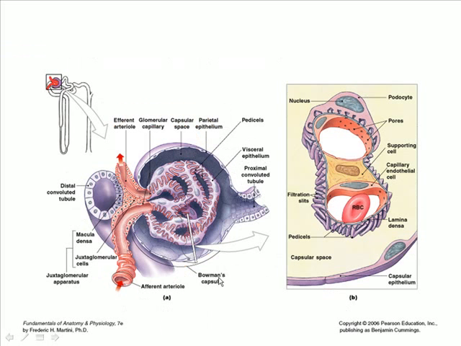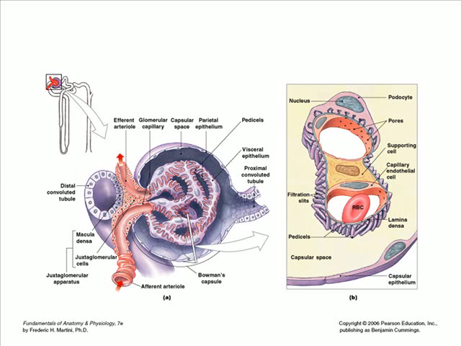You should be able to identify Bowman's capsule, afferent and efferent vessels. Notice the difference between the afferent and efferent vessels in their location. You should know where the juxtaglomerular cells are located and be able to identify that. I would accept juxtaglomerular apparatus. That's typically the cells in communication with the cells of the distal convoluted tubule and the juxtaglomerular cells. But you should be able to identify that structure as well.